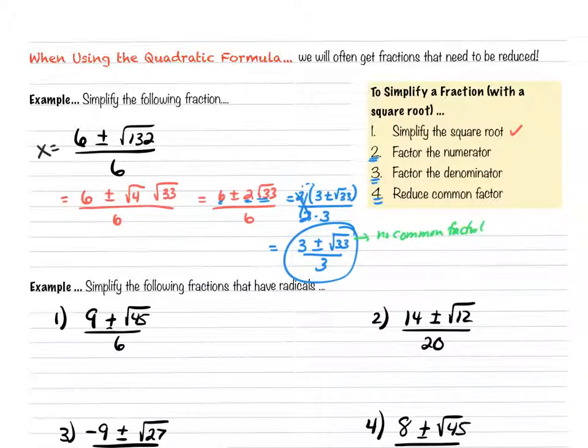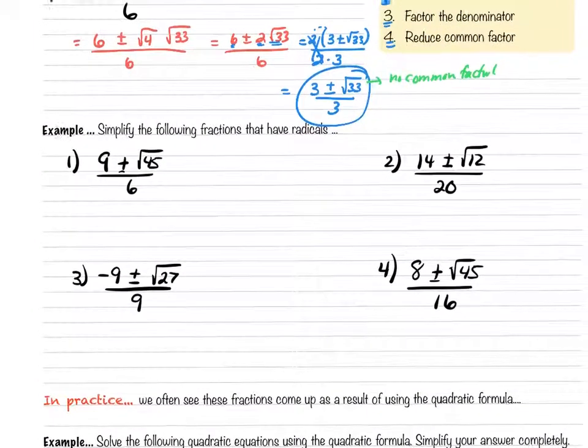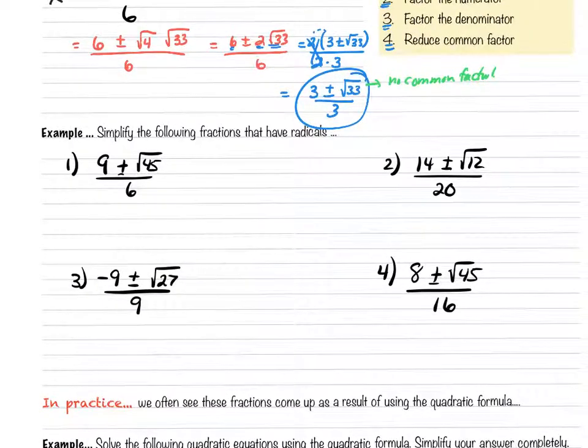So we'll do a few more examples here. Let's work on number 1 here. So let's simplify the following fractions that have radicals. So just like we did before, we should first rewrite the radical. So instead of root 45, we could call that root 9 and root 5. And then on the bottom, we still have a 6. And if I evaluate the square root of 9, that is just 3.